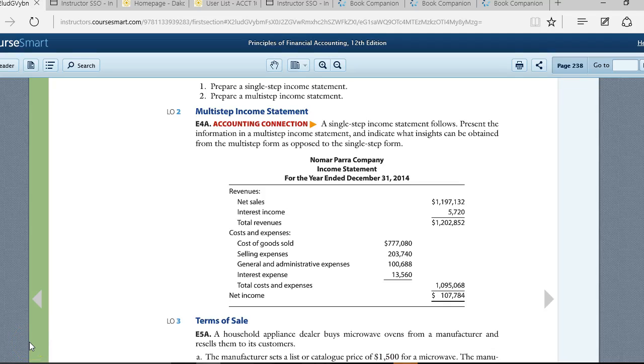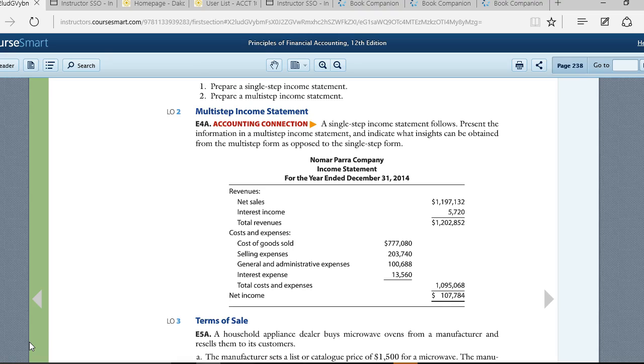As you see in this example, we have our net sales and our interest income lumped together to give us our total revenues. And then we have our cost of goods sold, our selling expenses, general and administrative expenses, and interest expenses all lumped together. And then the net effect is our net income.